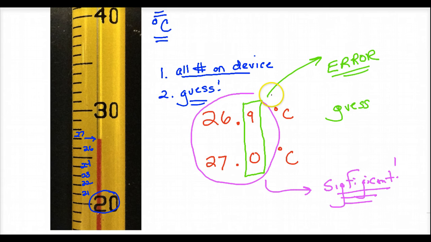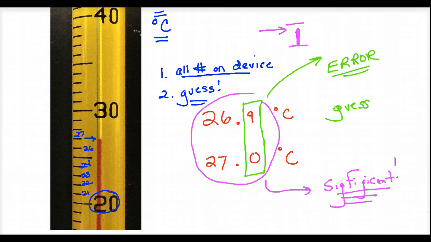All right, so at some point in all measurements, we have to get to a point where our measurement is in between the last two markings, and we have to apply a guess. So significant figures or significant numbers are all the numbers that come from the device plus the guess.